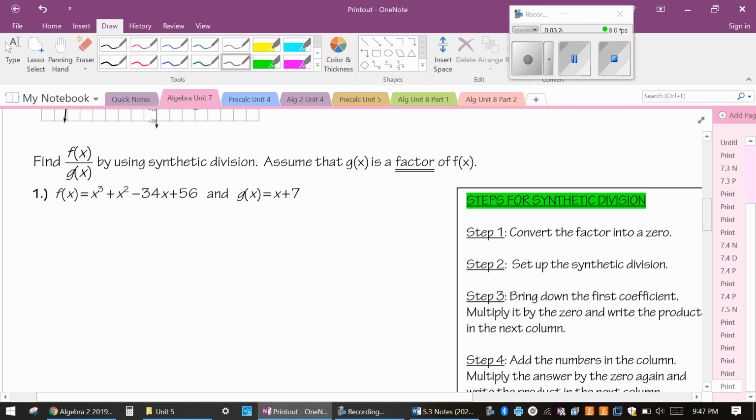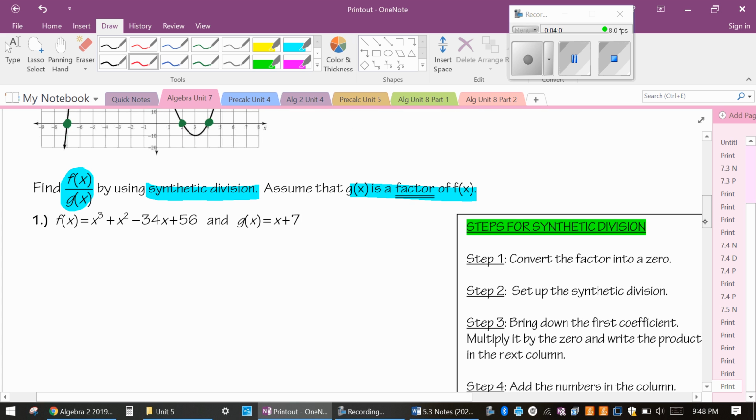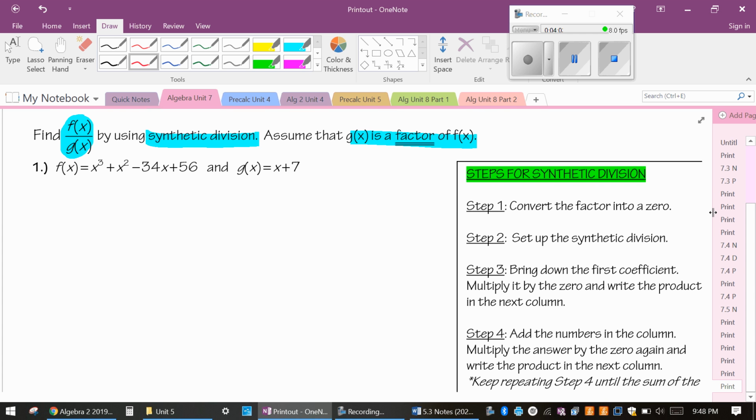Take a look at the directions for number 1. It says find the division. Find f of x divided by g of x using synthetic division. Assume that g of x is a factor of f of x. So if you look at example 1, here's your polynomial. It's a cubic. It's the same cubic that I have graphed here. So technically, we already know what the factors are and what the zeros are, but we'll refer to the graph in a little bit. I'm going to show you how you can get those answers without having graph paper and using synthetic division.